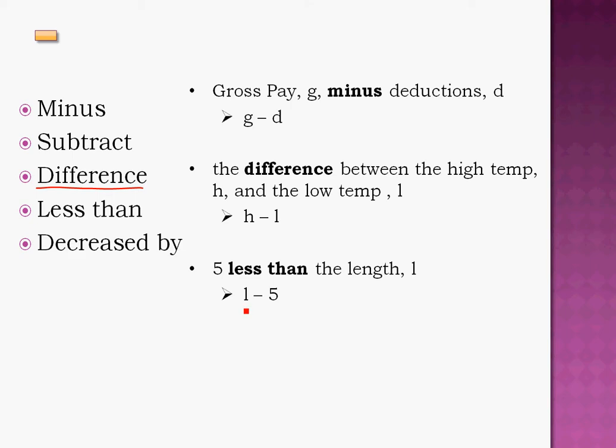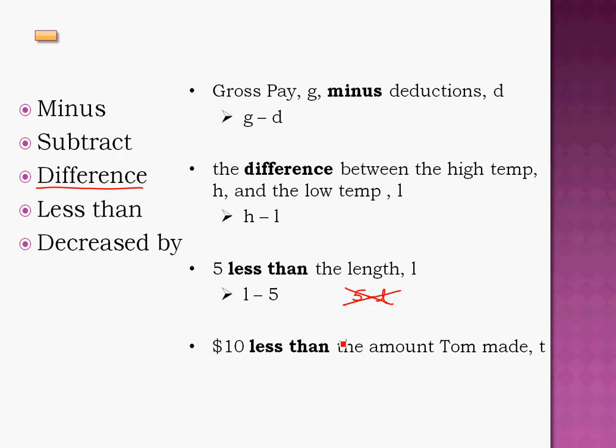The answer is L minus 5. It's in a different order than the way it's written in English. 5 less than L means we have to start with L and then subtract 5. So you got to be careful with that less than. It's going to switch the order. If it's 5 less than L, you have to start with the L and then take away 5. If you were to write 5 minus L, this would be a different thing. This would not represent this phrase.